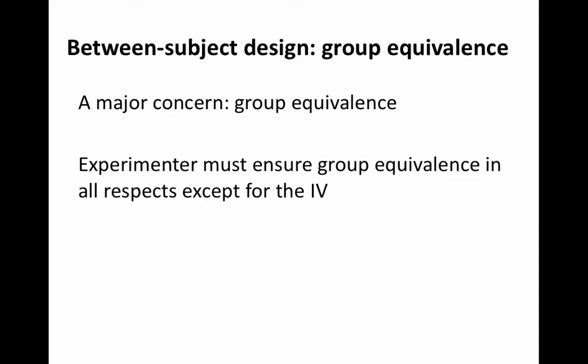A major consideration in the evaluation of the design of between subject experiments is the equivalence of the experimental and control groups. If the two groups of subjects exposed to two levels of the independent variable are different from each other in characteristics such as age, sex, intelligence, and prior experience, they may perform differently on the dependent variable because of these subject characteristic differences, rather than because they have been exposed to two different levels of the independent variable. The experimenter must ensure group equivalence in all respects except for the varied distribution of the independent variable within these groups.